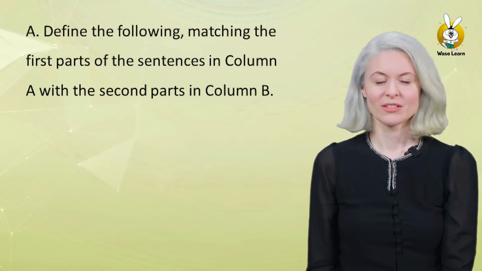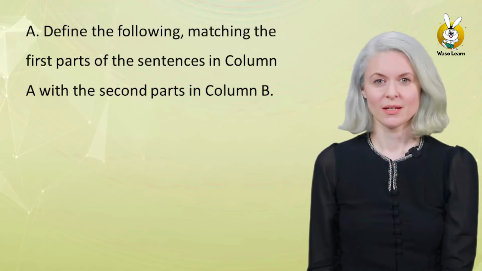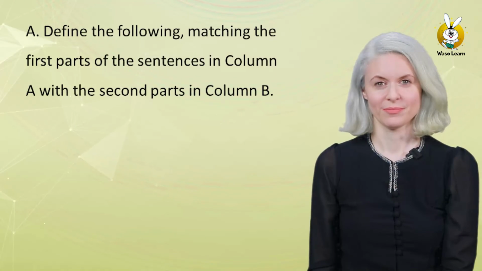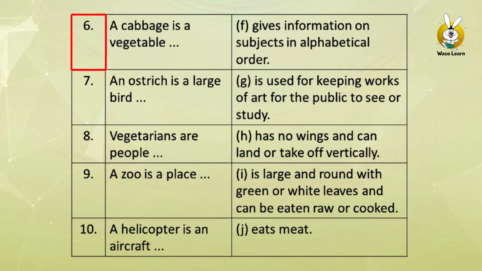A. Define the following, matching the first parts of the sentences in column A with the second parts in column B. 1. A microscope is an instrument. 2. An encyclopedia is a book. 3. A generator is a machine. 4. A gallery is a room or building. 5. A carnivore is an animal. 6. A cabbage is a vegetable. 7. An ostrich is a large bird.